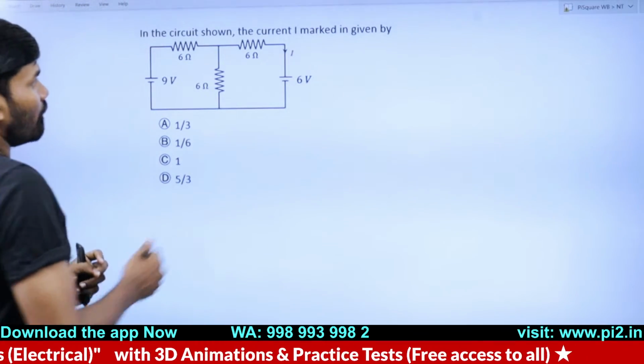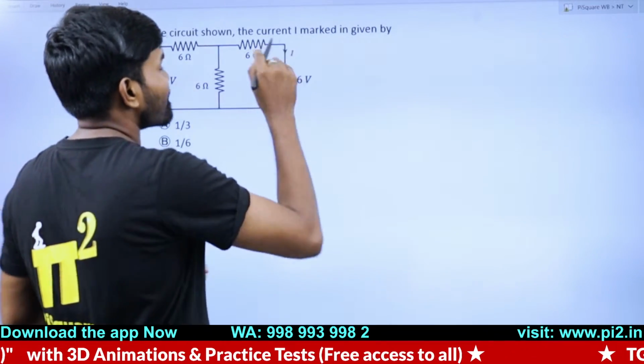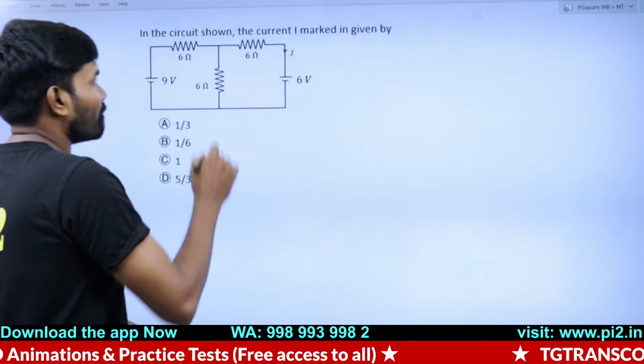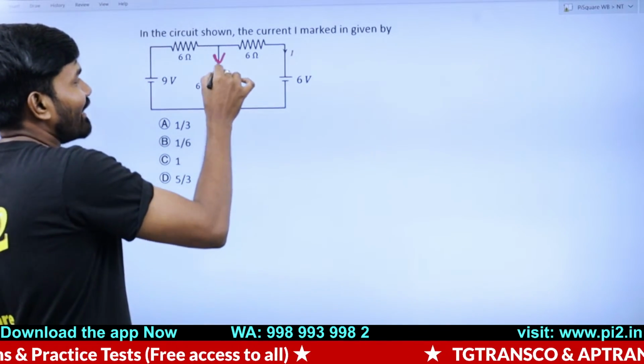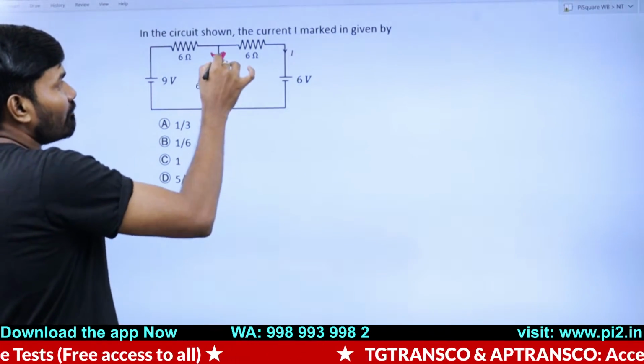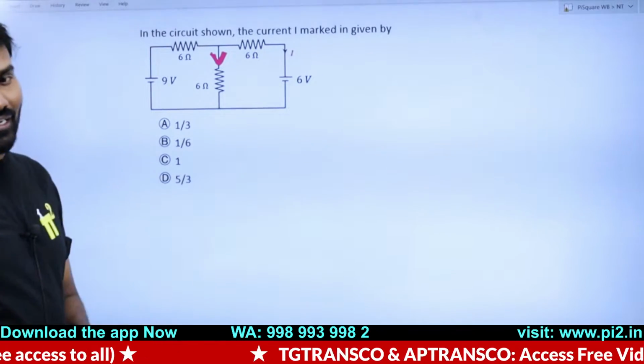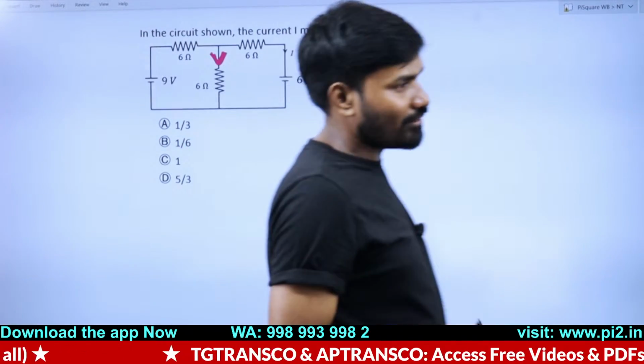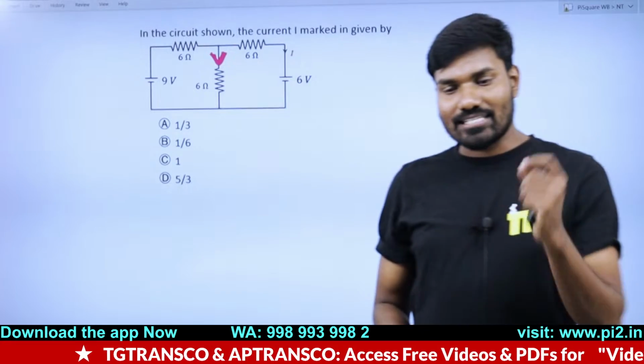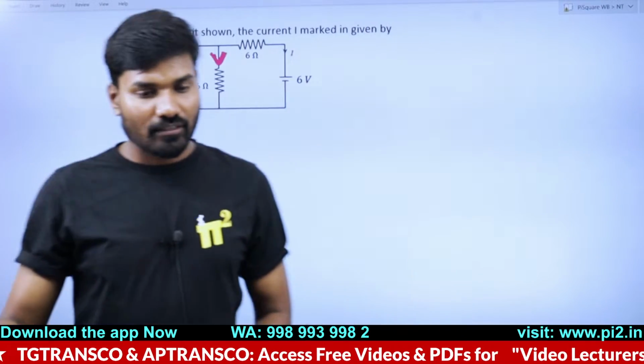Now it is asked to find the current in this. Suppose the question would have been to find the current in this, not here. What is the easiest method to get it? Just write it.